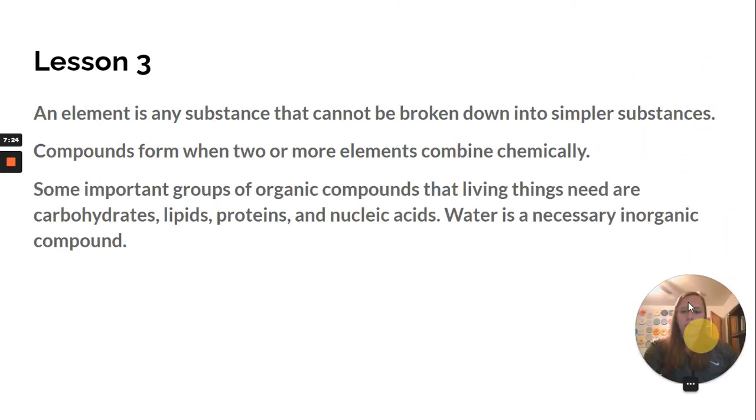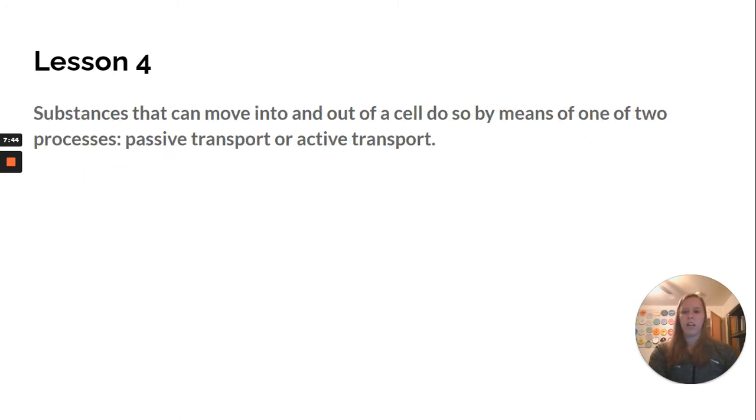Lesson 3: an element is any substance that cannot be broken down into simpler substances. Compounds form when two or more elements combine chemically. Some important groups of organic compounds that living things need are carbohydrates, lipids, proteins, and nucleic acids. Water is a necessary inorganic compound. And lesson 4: substances that can move into and out of a cell do so by means of one of two processes, passive transport or active transport.